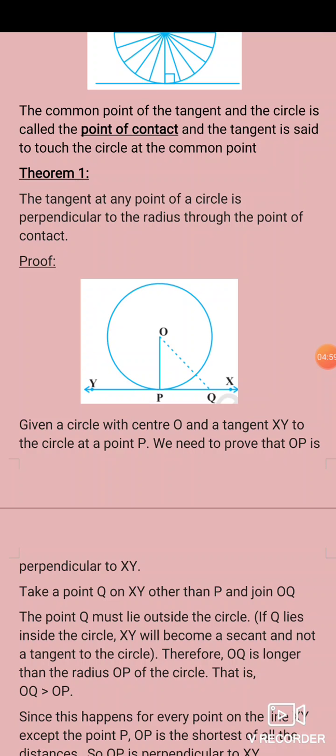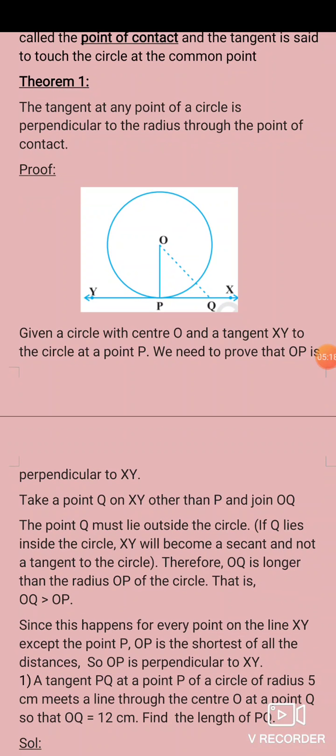Listen carefully. If Q lies inside the circle, XY will become a secant and not a tangent to the circle. Therefore, OQ is longer than the radius OP of the circle, that is, OQ is greater than OP. Since this happens for every point on the line XY except the point P, OP is the shortest of all the distances. So OP is perpendicular to XY.